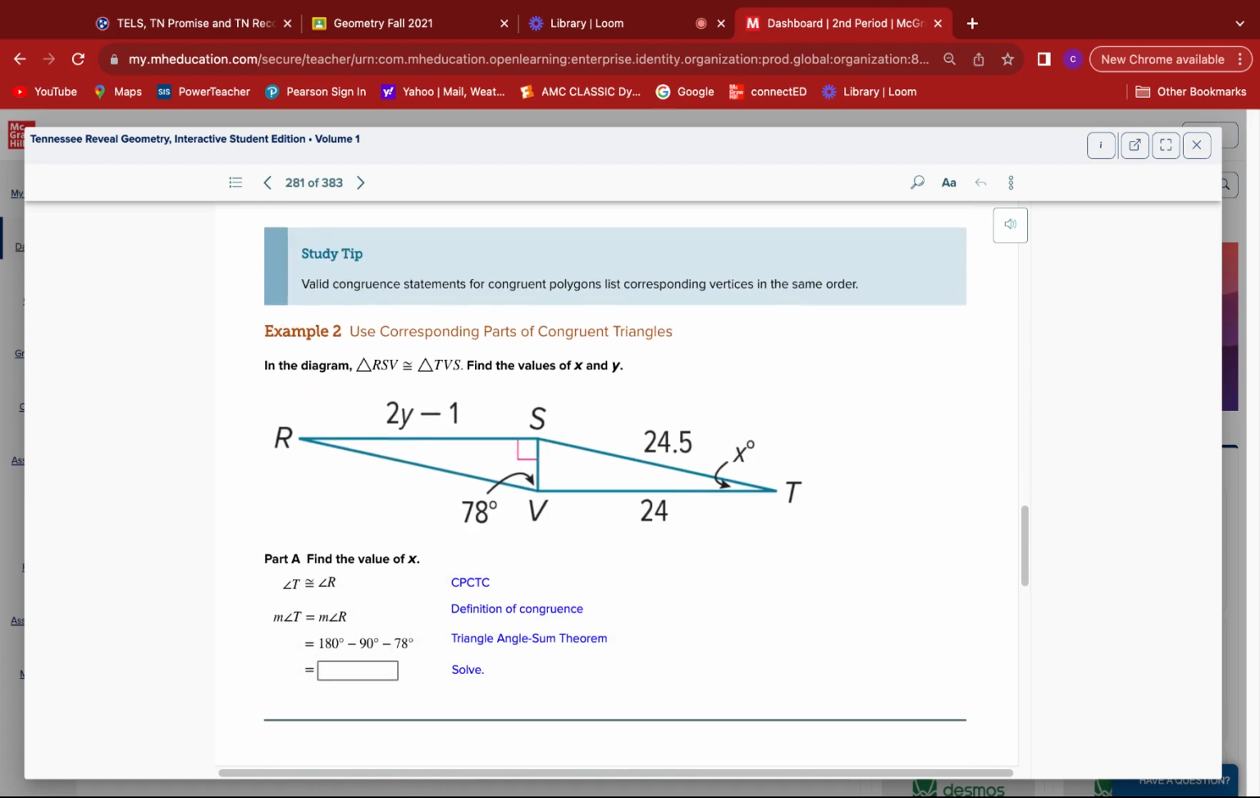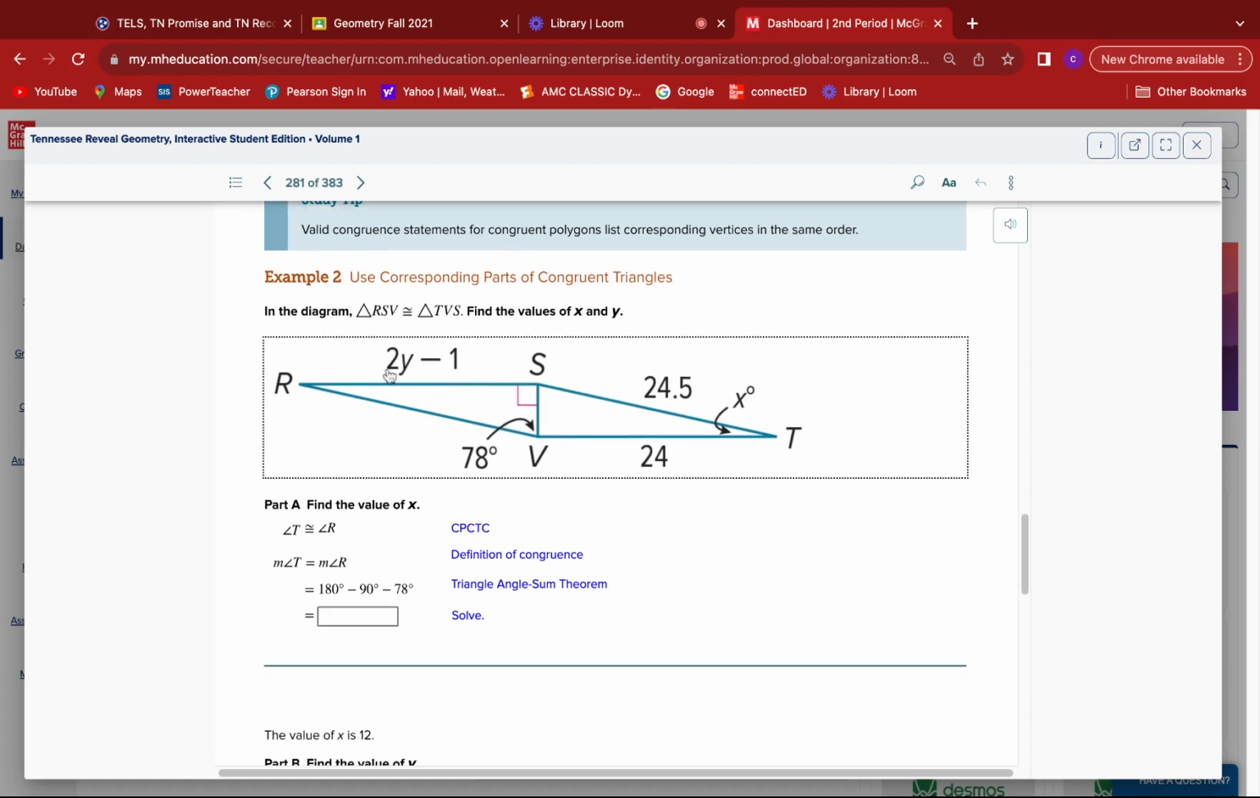All right, example number 2. Still on page 298. And again, order matters here. So this R, because they say it first, will be congruent to angle T because they say it first. So this angle R is congruent to this angle T. And that's how they do part A.